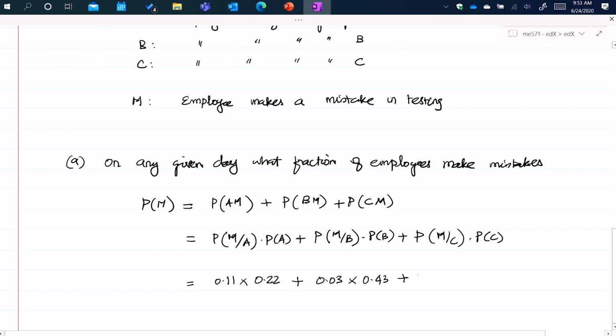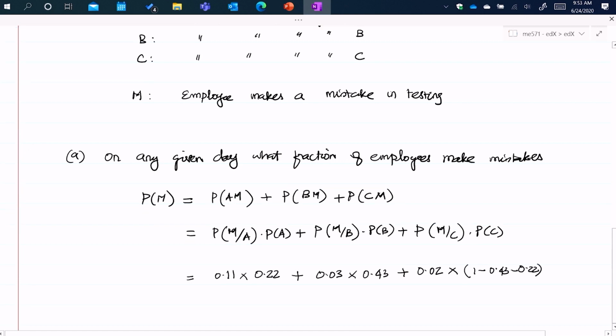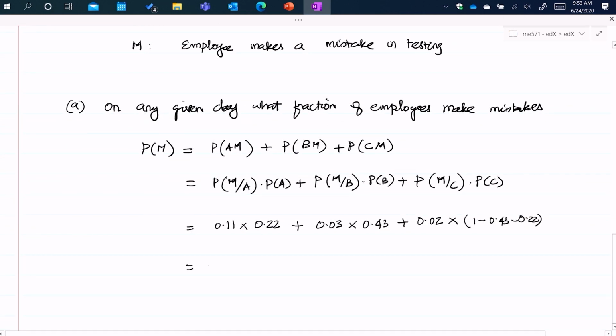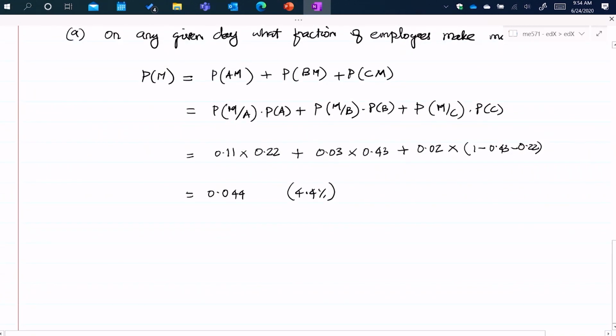And the third situation, we know only 2% of group C employees make mistakes, and the population of group C is 35%, which is 1 minus 0.43 minus 0.22, and when you calculate, this turns out to be 0.044 or 4.4%. So on any given day, 4.4% of employees make a mistake.